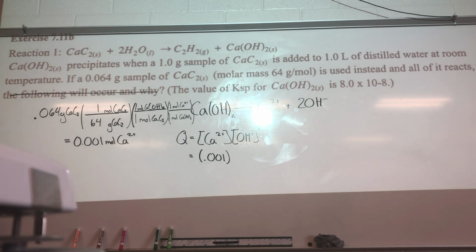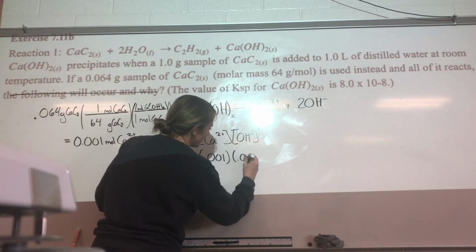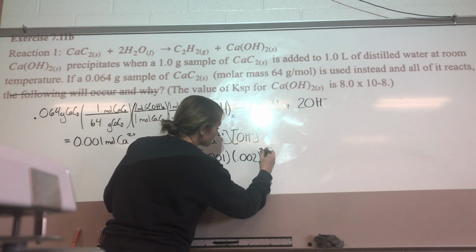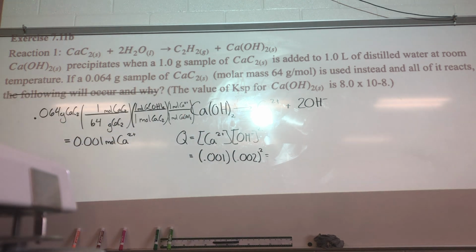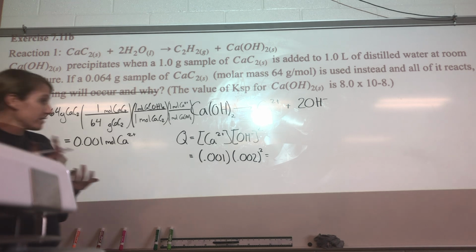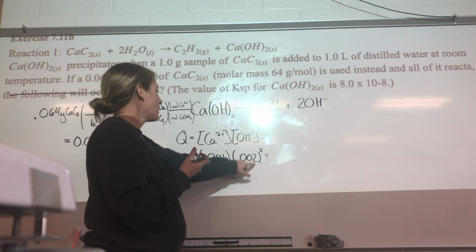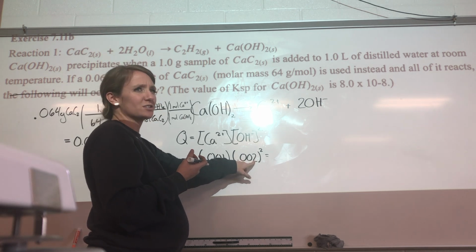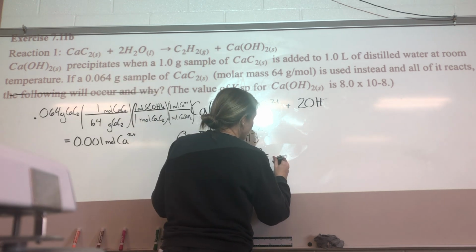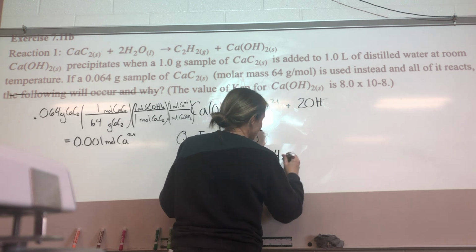And then do we just multiply those? Yep, so now we just do the ratio. So hydroxide is twice the amount, 0.002, and that needs to be squared though. So then in the end we get 4 times 10 to the negative nine, because that's getting squared. I'm going to use that scientific notation now.